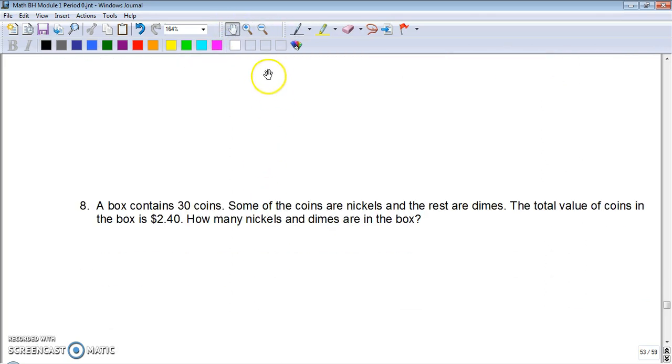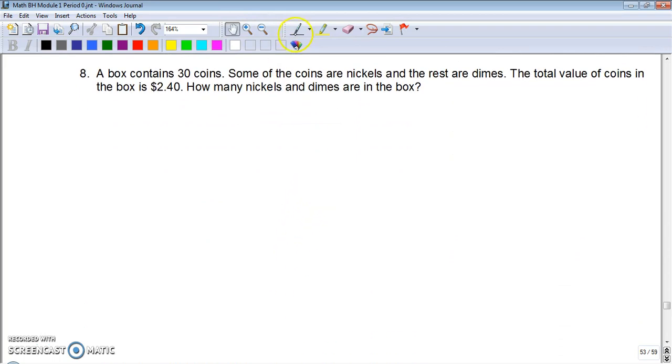And let's look at number 8. Number 8 is another coin problem. This one we actually saw, I believe, in the section 1.1 review or something very similar to it. It says a box contains 30 coins. Some of the coins are nickels and the rest are dimes. The total value is $2.40. So number of nickels, number of dimes.